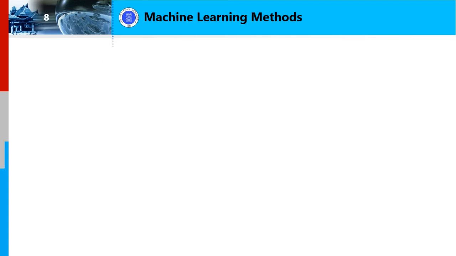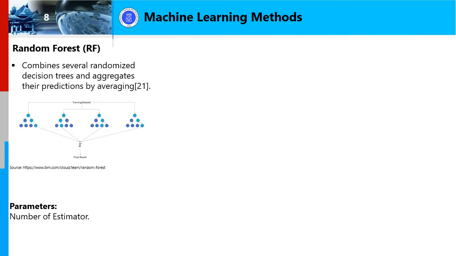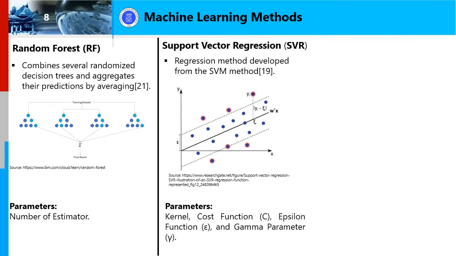We use 3 machine learning methods in this research. The first one is random forest. It combines several randomized decision trees and aggregates their predictions by averaging. The parameter is the number of estimators. The second one is support vector regression, a regression method developed from the support vector machine method. The parameters to be optimized are kernel, cost function, epsilon function, and gamma parameters.